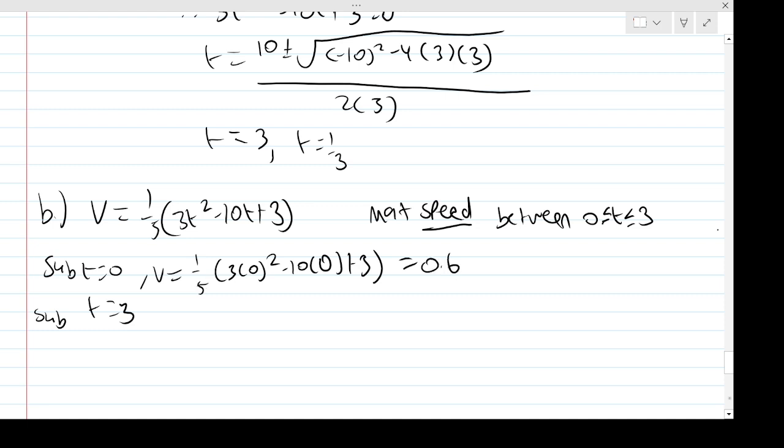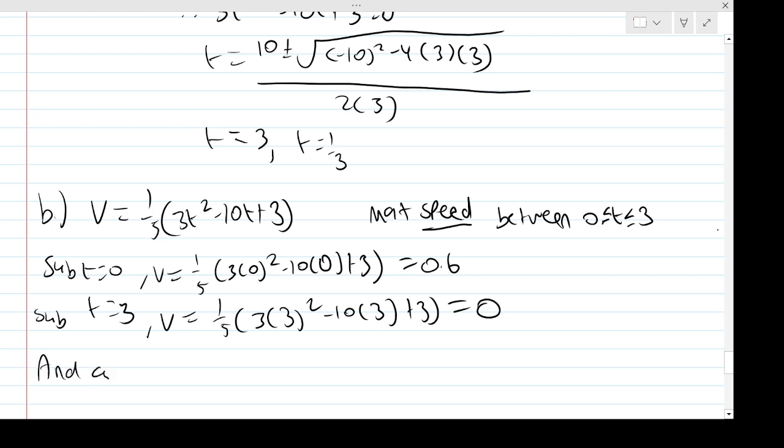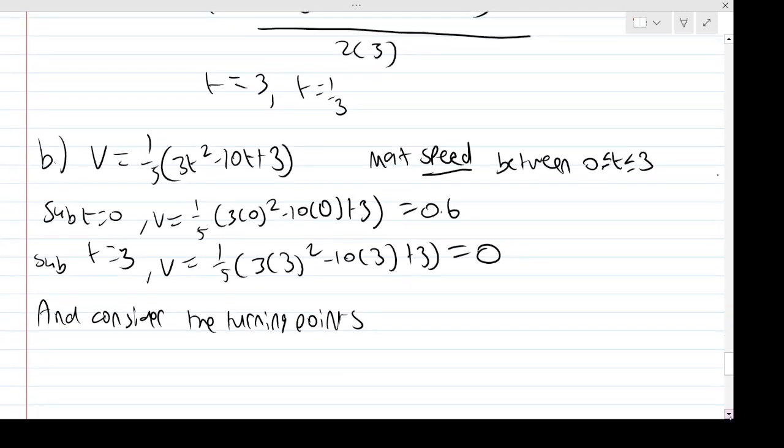And then if I sub in t equals 3 into my velocity equation here, that'd be a fifth of 3 lots of 3 squared minus 10 lots of 3, add 3. That will get me 0, right? And then I need to consider the turning points, so the maximum and the minimums. Now for the turning point, again, we've got a quadratic here.